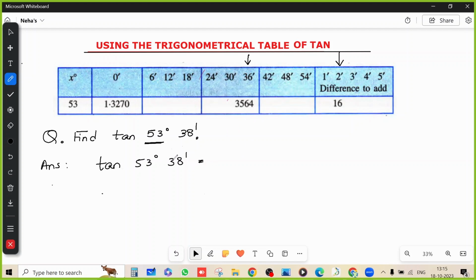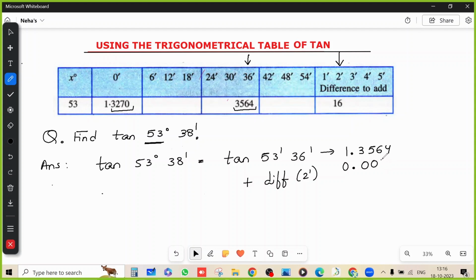So the value of tan 53 degree 38 minute is equal to tan 53 degree 36 minute plus the difference, which is for 2 minute in this case. So the value of 53 degree 36 minute is this, but we will have to use it along with the number 1 point, because in the tables you can see only 4 digits, that is the last 4 digits are replaced by this. The rest everything is the same. So we will find the value here as 1.3564. The number given in the difference column also has 4 decimal places. So we will have to write it in the form of 0.0016.